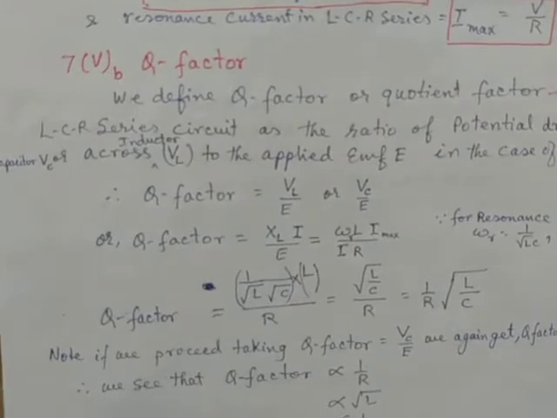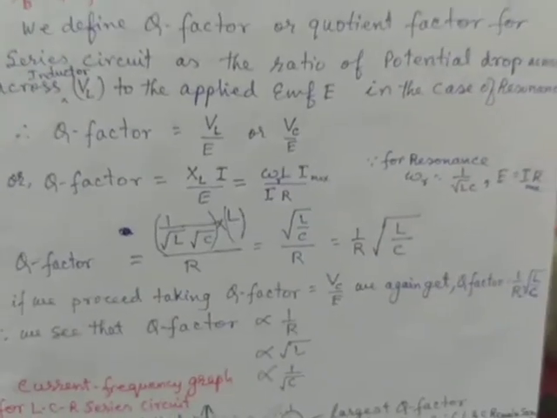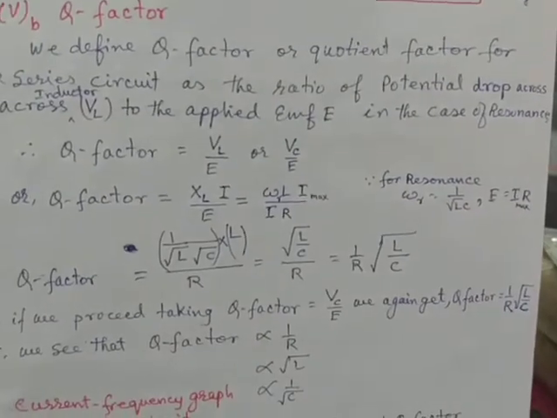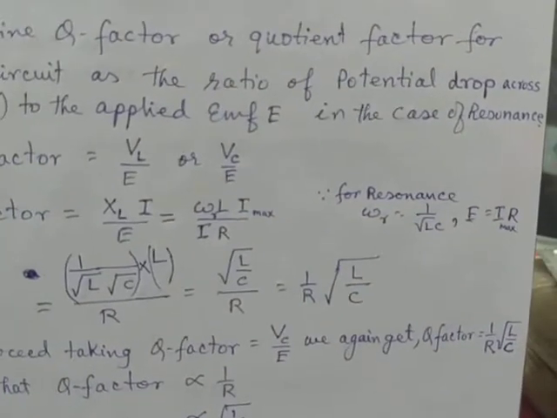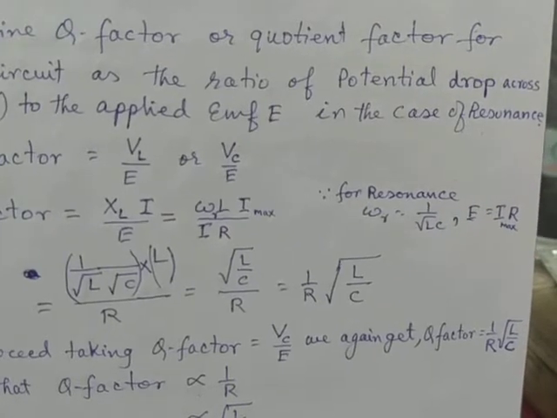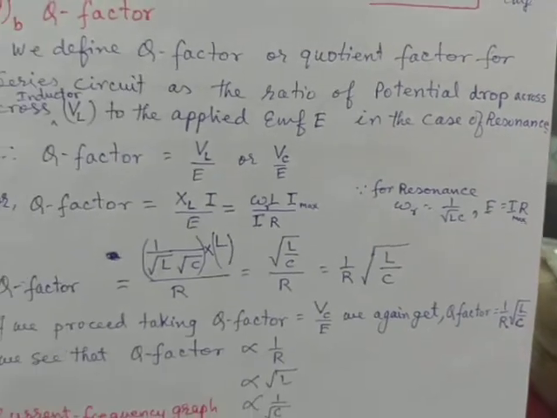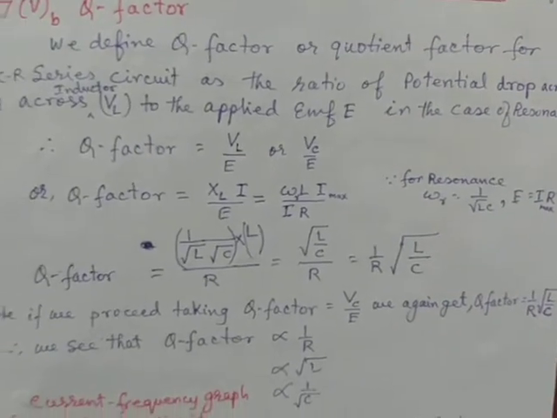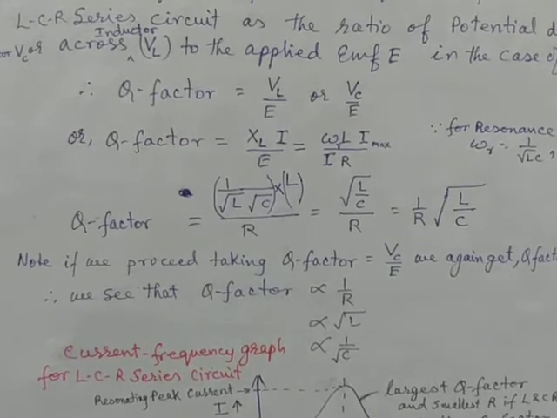That means omega L is equal to 1 by omega C, which is the case of resonance, and in that case you see omega R, that is resonating angular velocity, is equal to 1 by under root LC, which is the case of resonance, and so Q factor becomes finally 1 by R under root L by C.